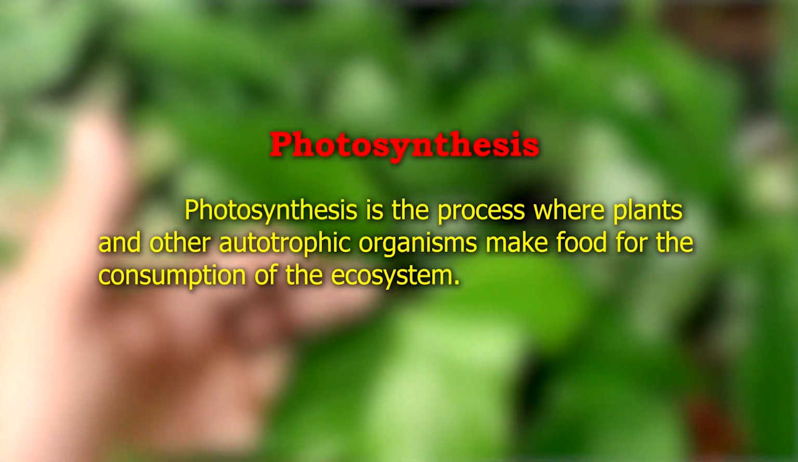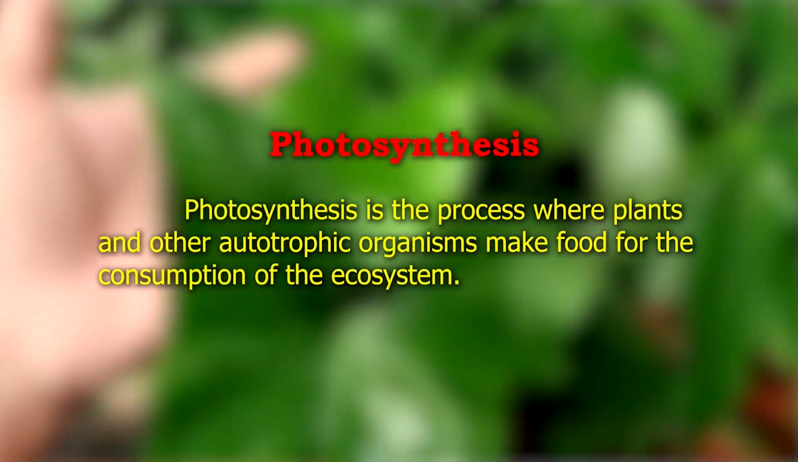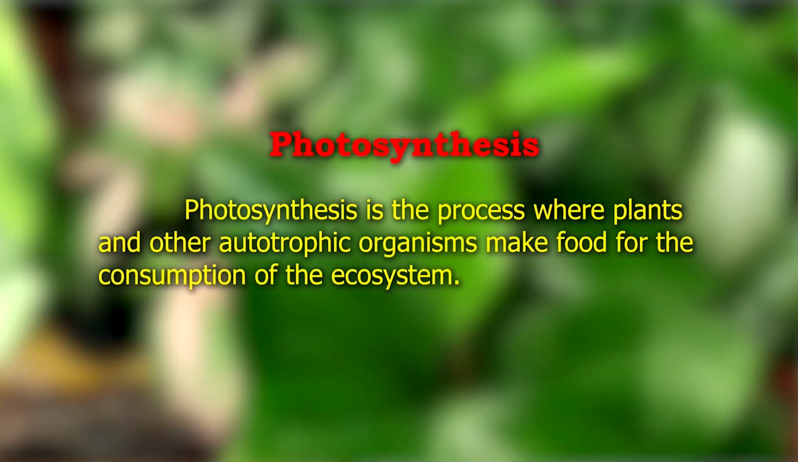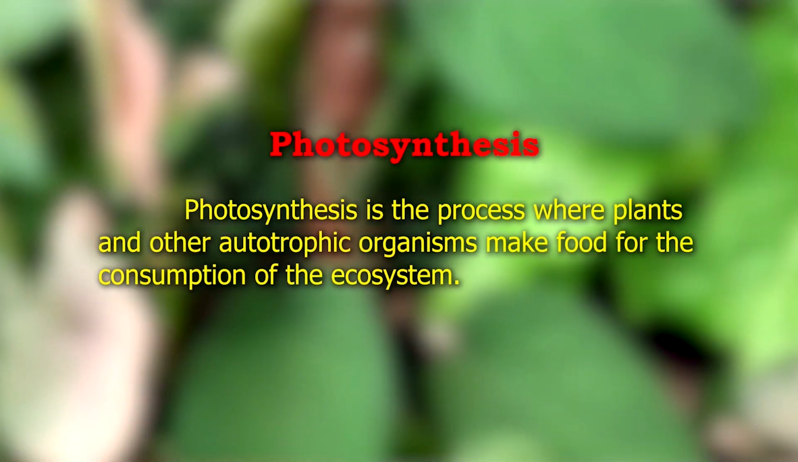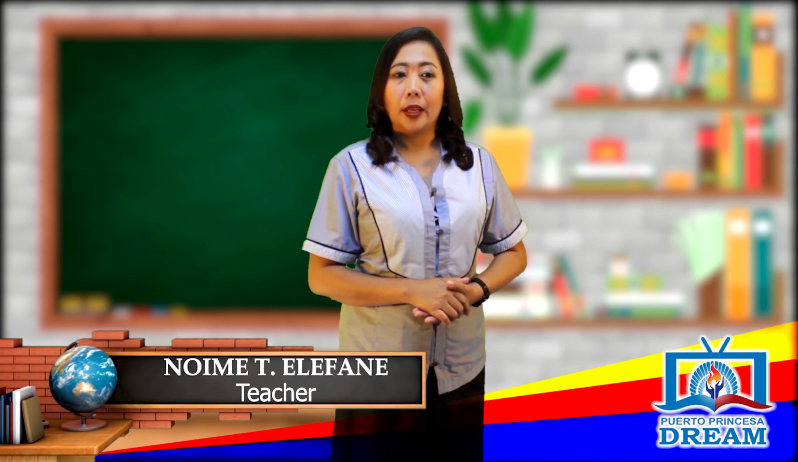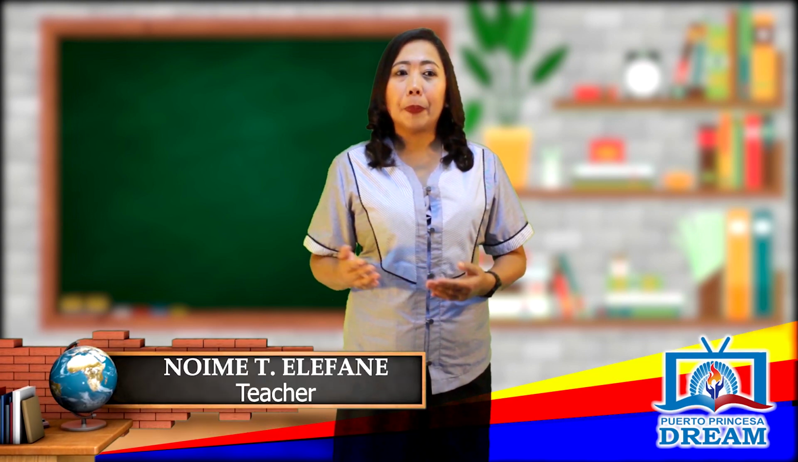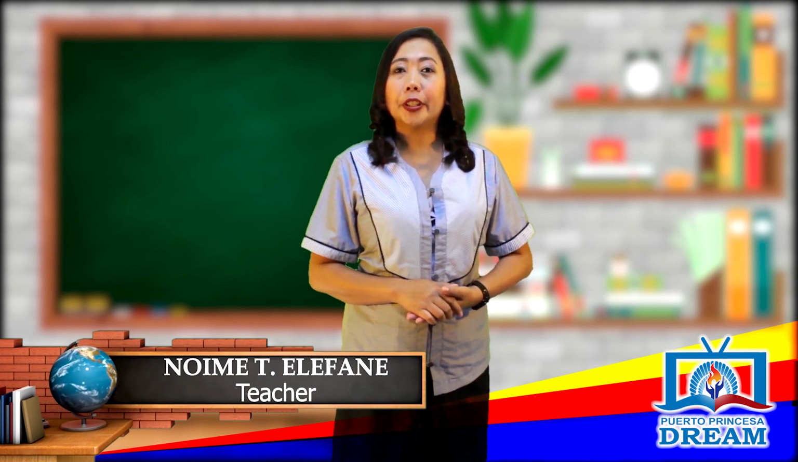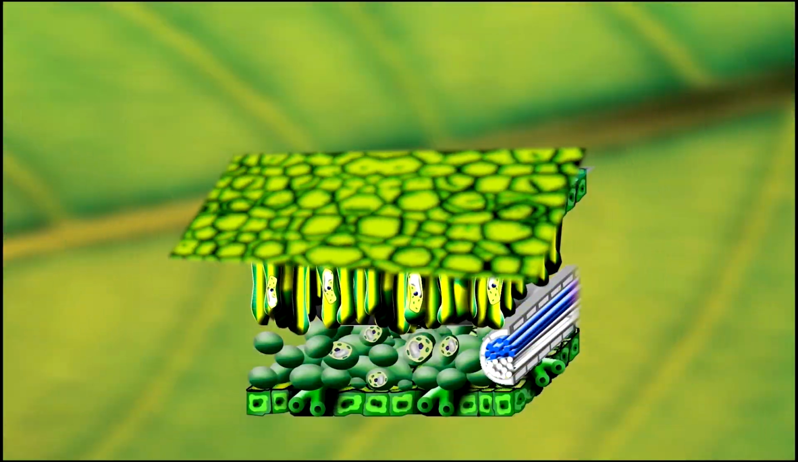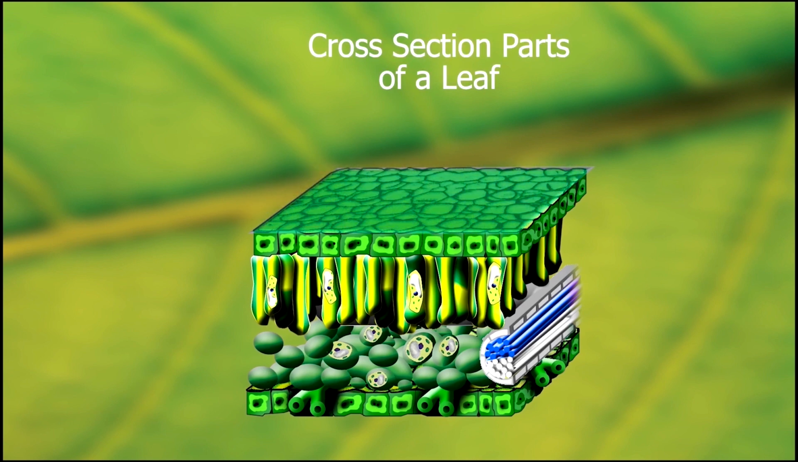Photosynthesis is the process where plants and other autotrophic organisms make food for the consumption of the ecosystem. Typically, it takes place in the leaves where chlorophyll is found. Let us be familiar with the internal parts of a leaf which play an important role in plant food production. Let's take a little tour on what's inside the leaf and see the basic parts that take very important roles in photosynthesis. This is the cross-section of a leaf.